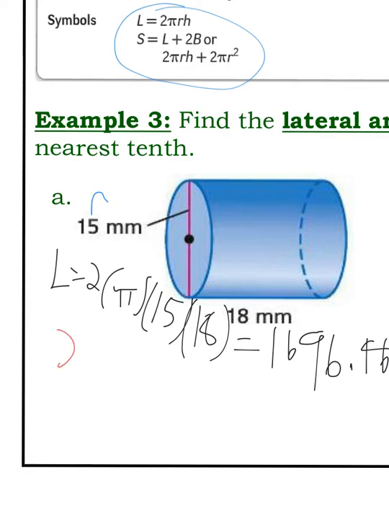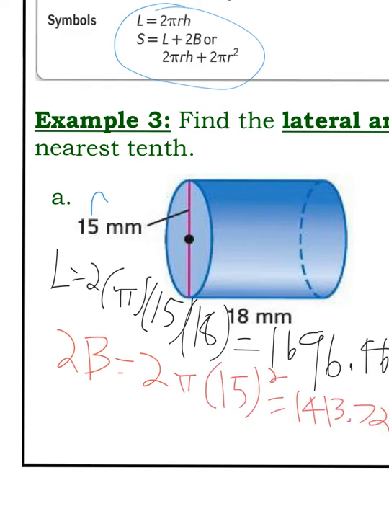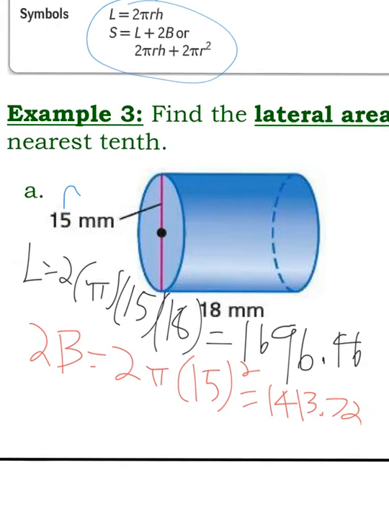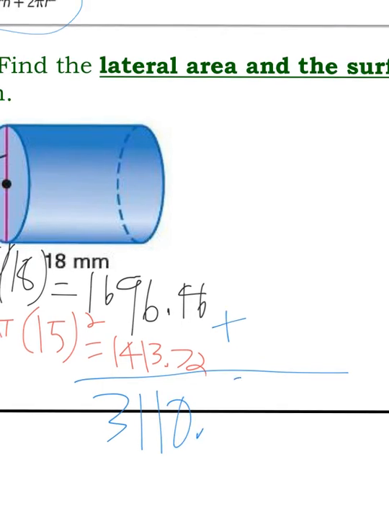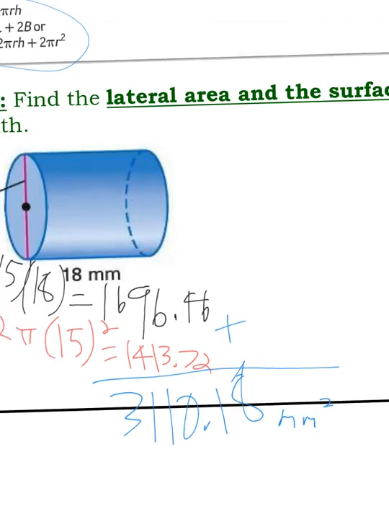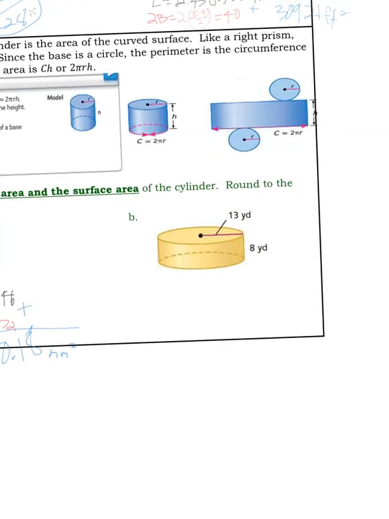The next step would be to find 2 times my area of the base, so that's going to be 2 times pi, r is 15, and square that. And I get approximately 1413.72. So the first thing I did was get the lateral area, and I'm asking for the surface area. So I'm just going to add those two together, and I get approximately 3,110.18 millimeters squared. Okay, so last example here, going to be very similar.